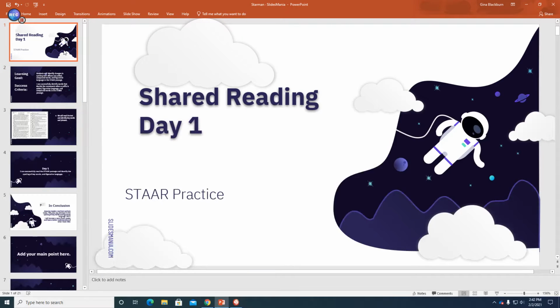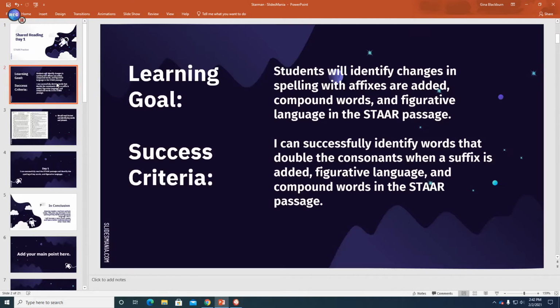Okay, we are on shared read day 1. It's our STAR practice. Our learning goal: students will identify changes in spelling with affixes when affixes are added, compound words, and figurative language in the STAR passage. Our success criteria: I can successfully identify words that double the consonants when a suffix is added, figurative language, and compound words in the STAR passage.